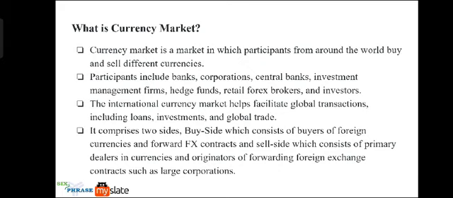It comprises two sides: the buy side, which consists of buyers of foreign currencies and forward FX contracts, and the sell side, which consists of primary dealers in currencies and originators of forward foreign exchange contracts, such as large corporations.